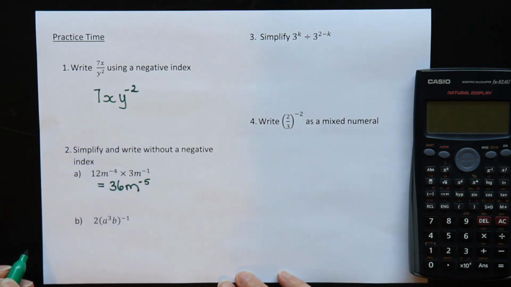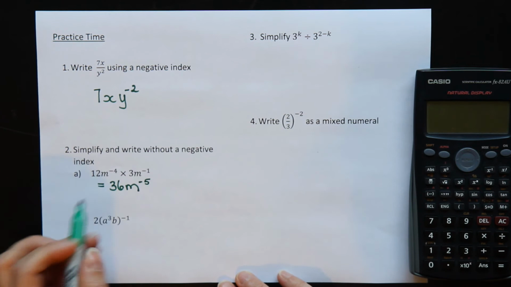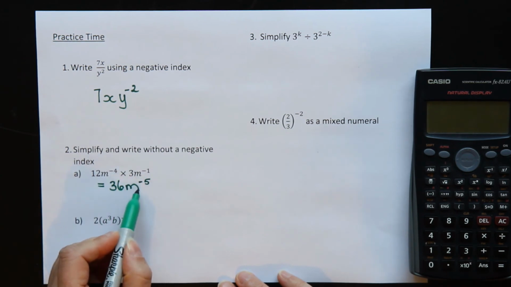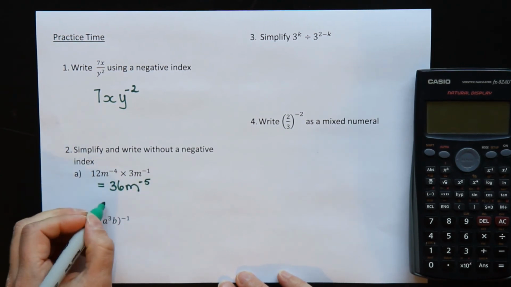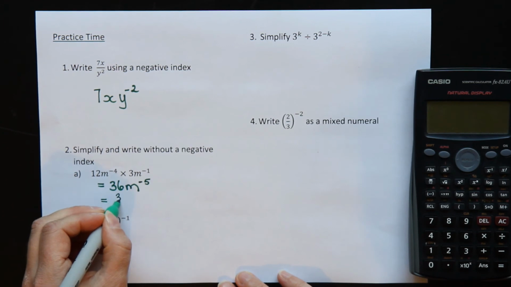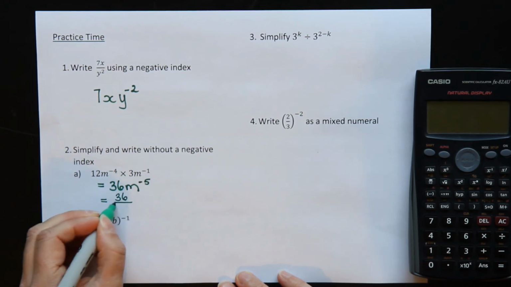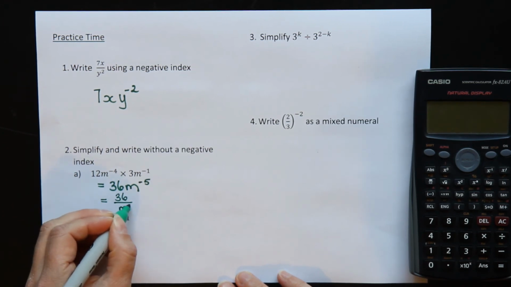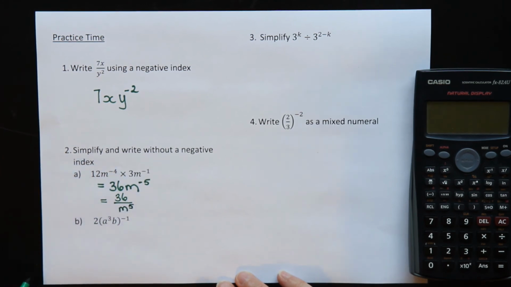Okay, but then we have to write that without the negative power, which means that the m to the power of minus 5 will need to go to the bottom of the fraction. The 36 will stay on the top, the m on the bottom to a positive power of 5.